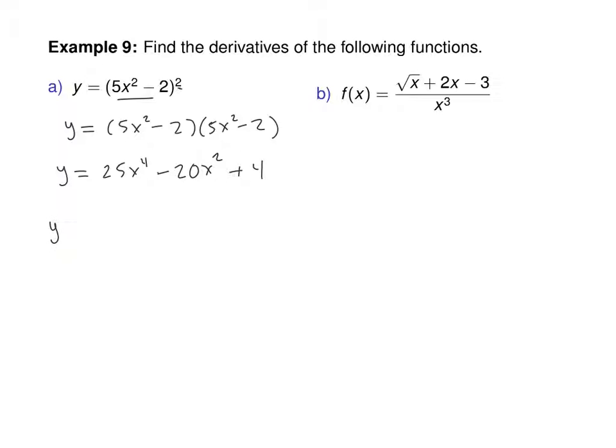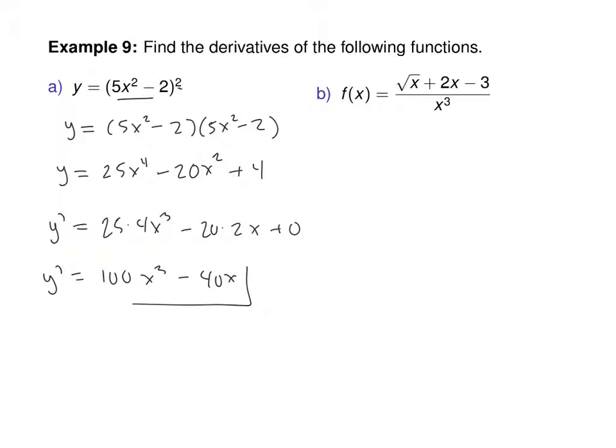Now take the derivative. Its derivative is 25 times 4x cubed minus 20 times 2x. So y prime is 100x cubed minus 40x. Does that make sense? Okay.